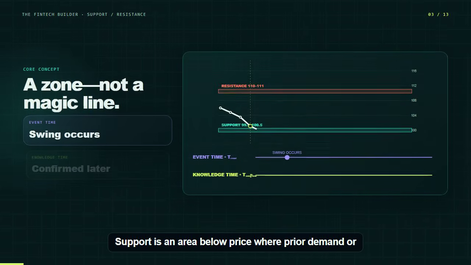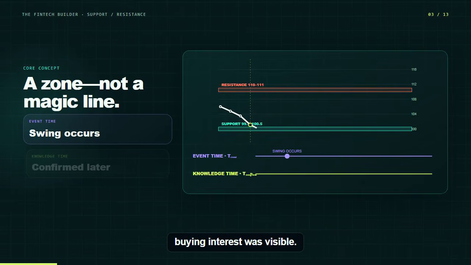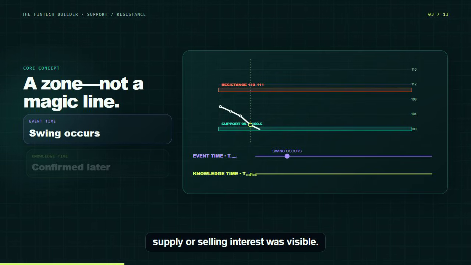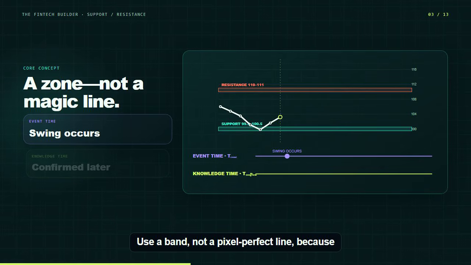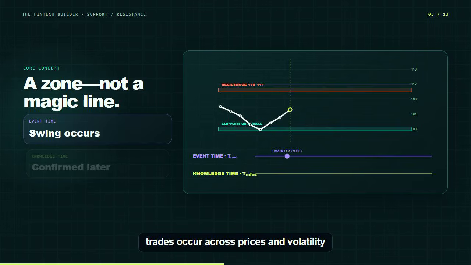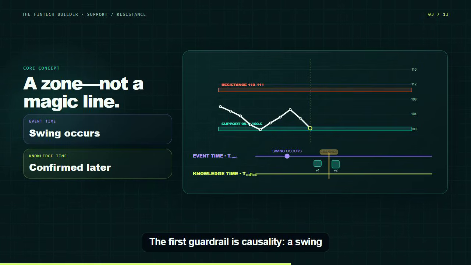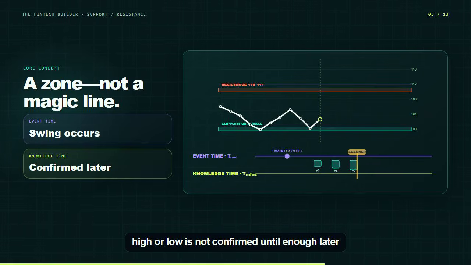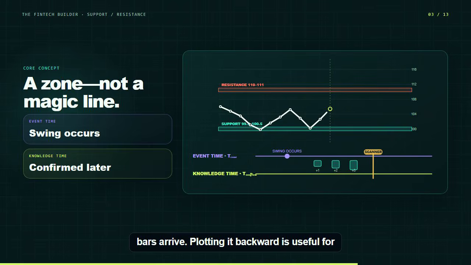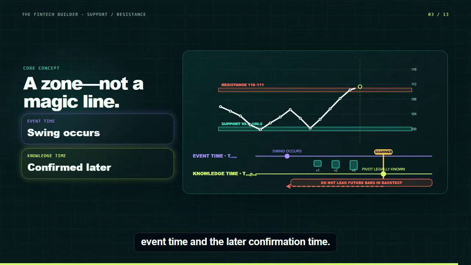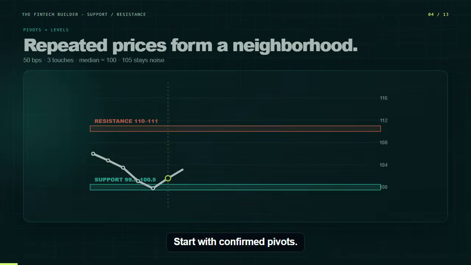Support is an area below price where prior demand or buying interest was visible. Resistance is an area above price where prior supply or selling interest was visible. Use a band, not a pixel perfect line, because trades occur across prices and volatility changes. The first guardrail is causality. A swing high or low is not confirmed until enough later bars arrive. Plotting it backward is useful for charts, but a live system must carry both the event time and the later confirmation time. Start with confirmed pivots.